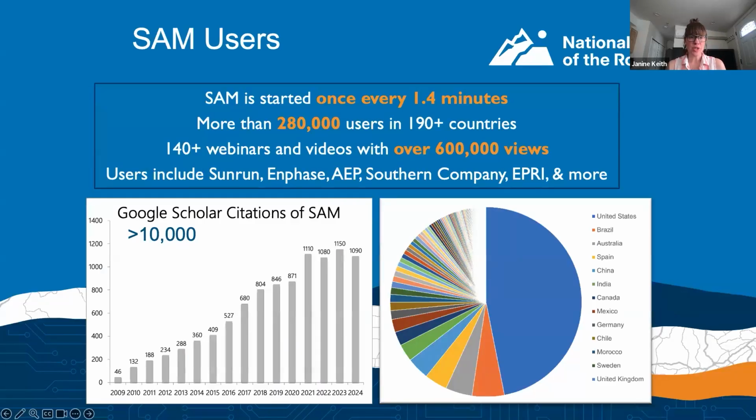Having this model structure for a variety of different technologies and financial model markets has led to quite a bit of usage of the tool across multiple industries and sectors. We like to share some of the usage statistics that helps motivate us to continue adding features to this tool. The SAM desktop tool is started once every 1.4 minutes around the world with more than 280,000 registered users.